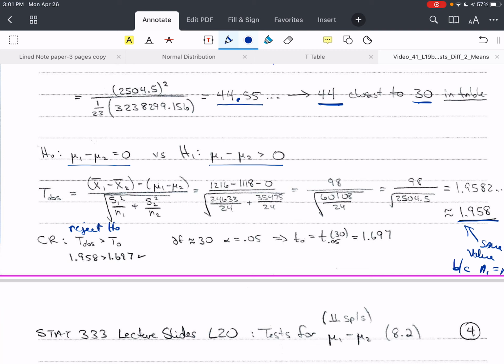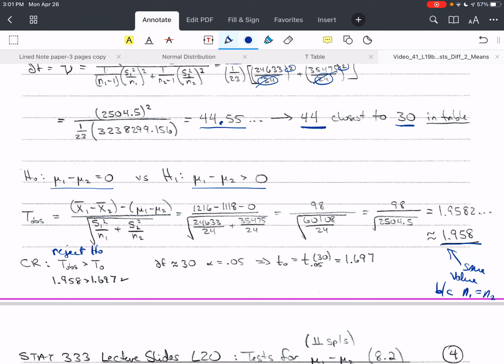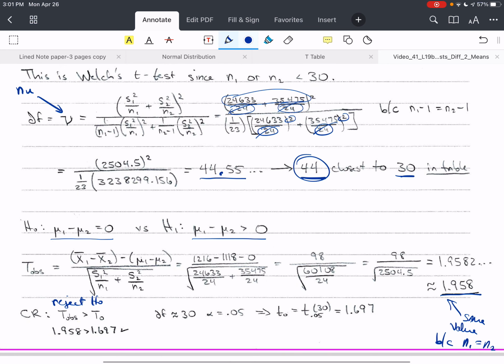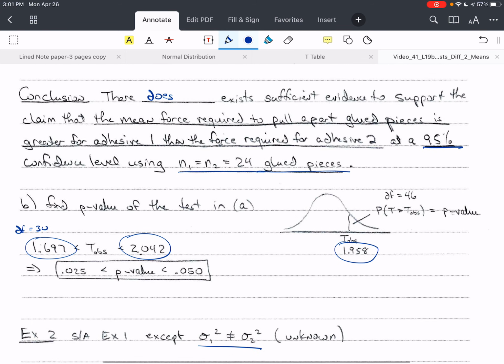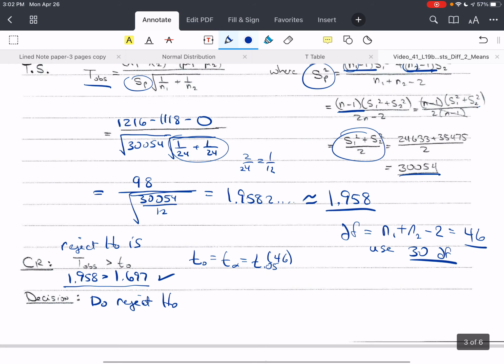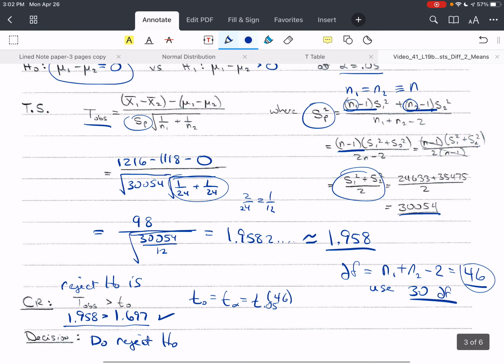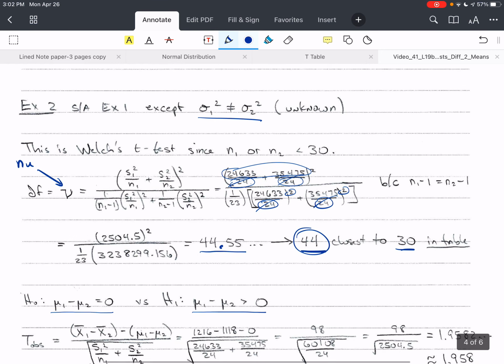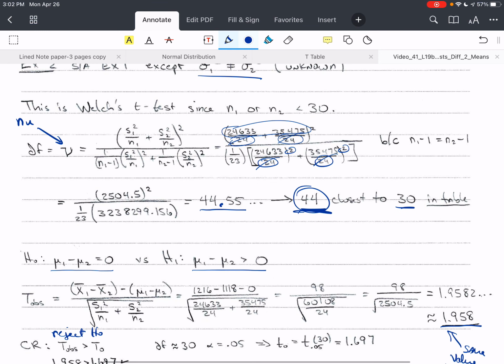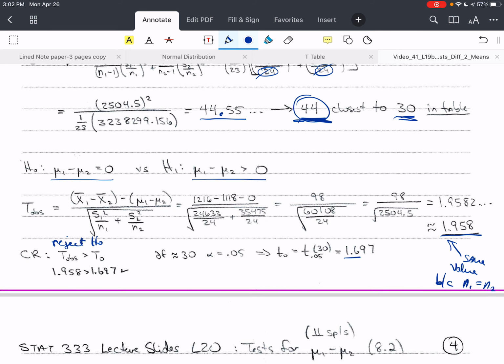So here, our degrees of freedom is supposed to be 46. Here it was 44. Oh, wait, no, yeah, that's right. So before it was 46 in the previous example, 46 degrees of freedom. And in this one, it's going to be 44 degrees of freedom. So if we were using a computer, there would be a different critical value. But because our table only goes to 30, we'll end up with the same critical value.